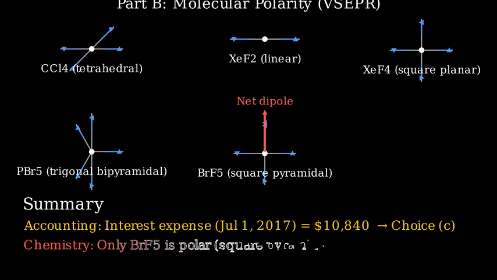Final results. The bond interest expense on July 1st, 2017 is $10,840, choice C. For polarity, the only polar molecule here is BrF5. Symmetry cancels the bond dipoles for the others.